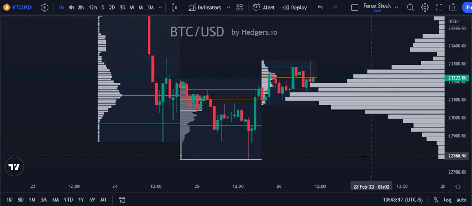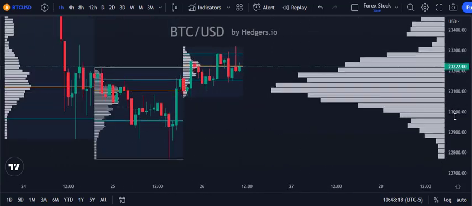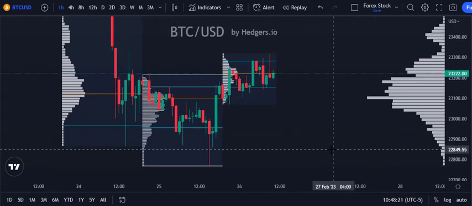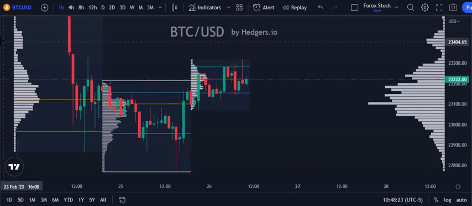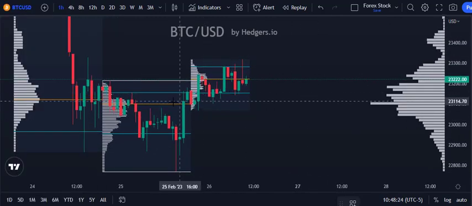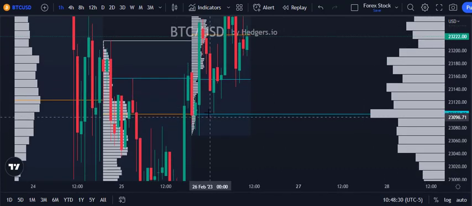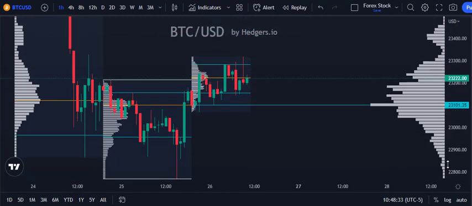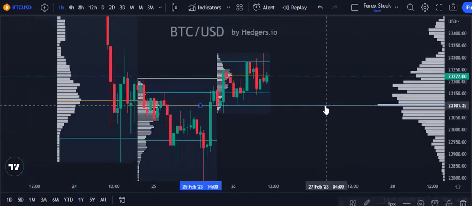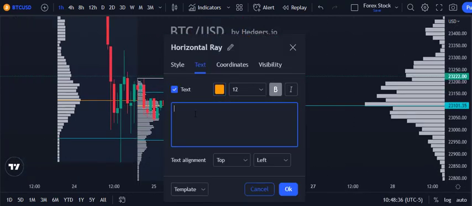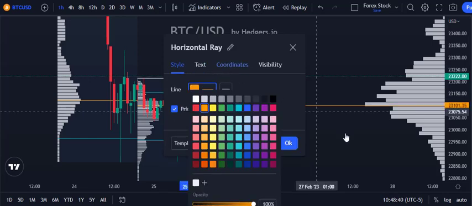Okay, now it's more convenient, a clearer picture with less noise, and you are pretty easy to understand. Now you can mark your levels. If you want to mark the daily naked point of control from previously, you can mark it like this, and you see exactly to the dollar it has been respected. So these are the levels of interest that you need to mark on your chart.